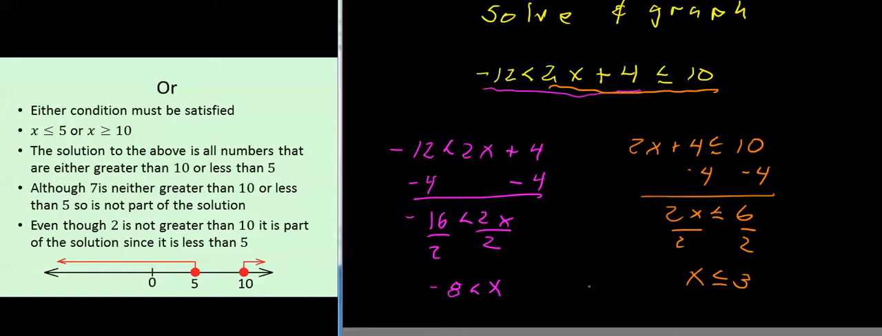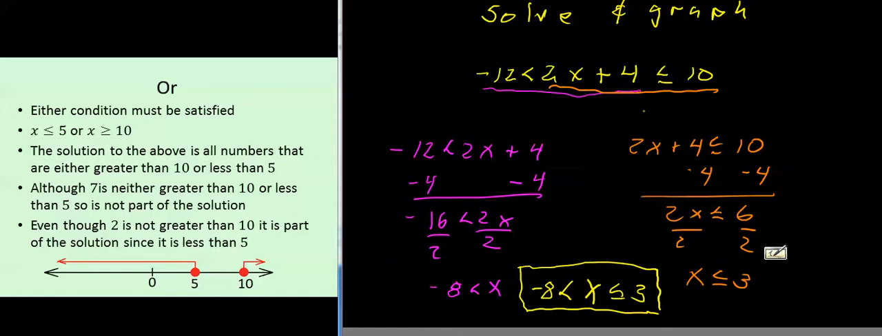All right, so x, my smaller number is negative 8, greater than negative 8, and less than or equal to 3. Or I could have written, and I ran out of space here and I started at the bottom, x is bigger than -8 and x is less than or equal to 3. I prefer writing it like this.